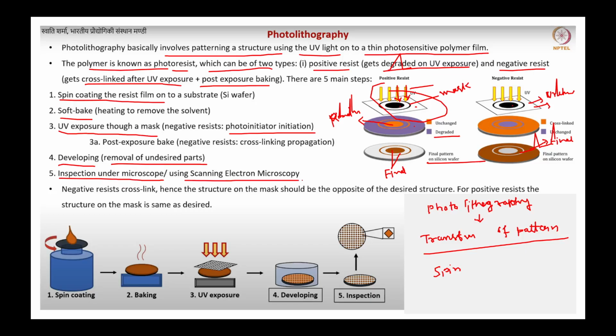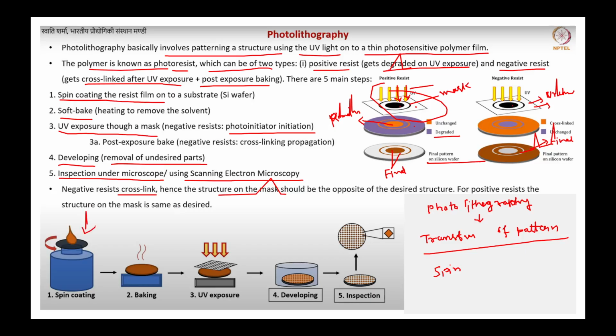You can use any imaging technology such as scanning electron microscopy. For further detail, if you want more, you can use TEM, or you can just use high resolution optical microscopy. The negative resist crosslinks, hence the structure on the mask should be opposite of the desired structure. For the positive resist, the structure on the mask is the same as what we want.